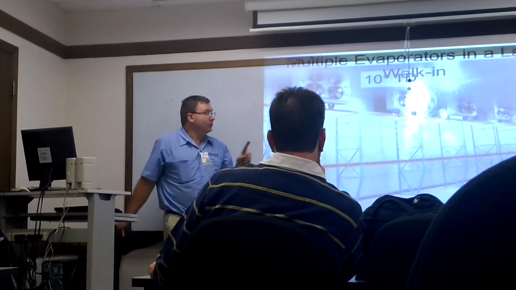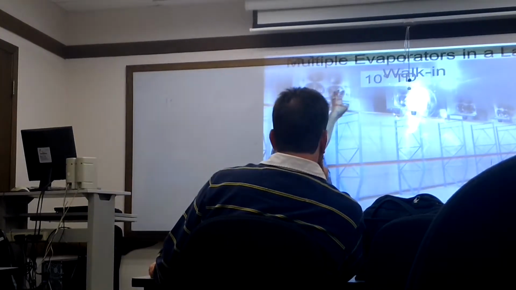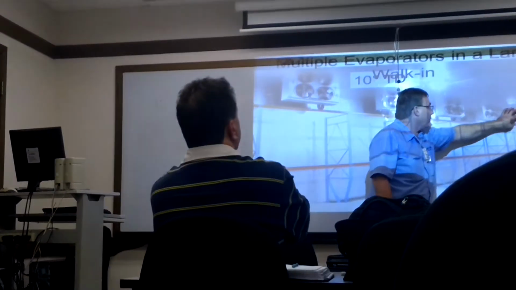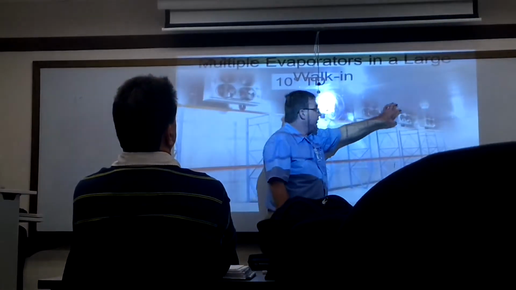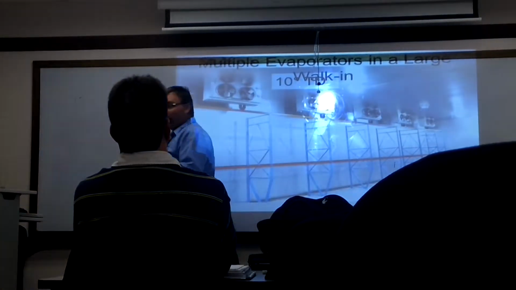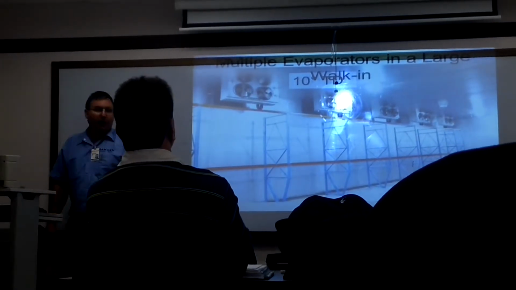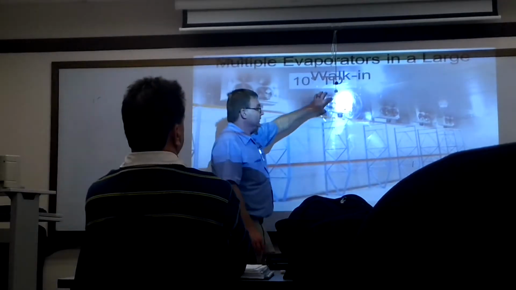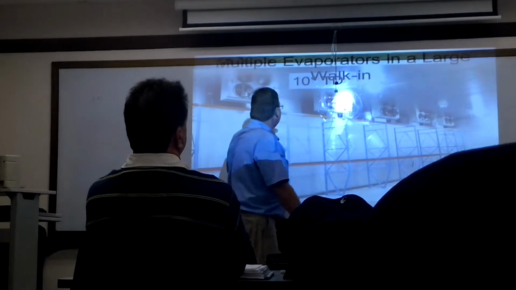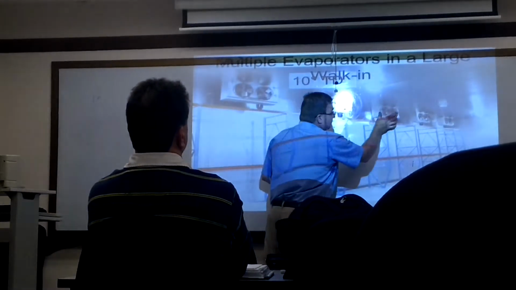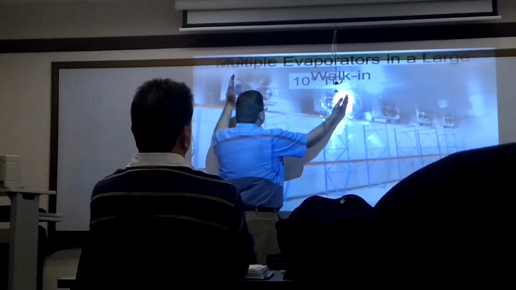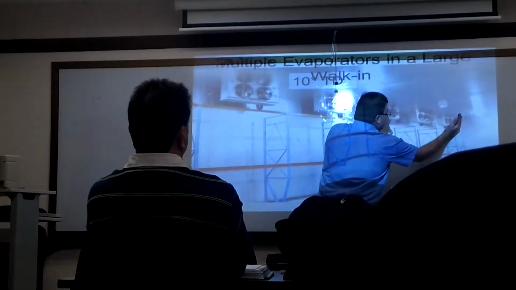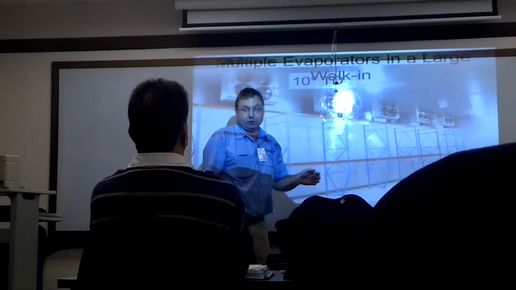Okay? So on a walk-in, it's very typical to have multiple units on a walk-in. So when you have multiple units on a walk-in like this, you have to check your superheat and your TD on every one of these evaporator coils. This is very typical. Sometimes you'll have each one of these on an individual condensing unit on the roof, and sometimes you'll have 2 of these tied together, and 3 of these tied together on 2 separate condensing units on the roof.